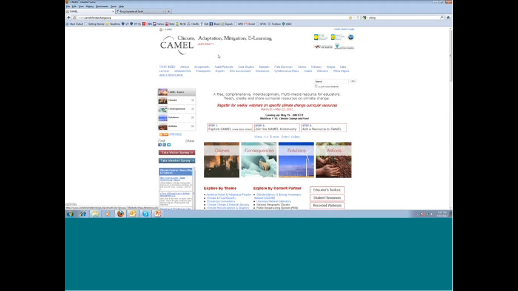So this is the home page for CAMEL. It has a general taxonomy of climate change causes, which have subtopics, consequences, solutions, and actions. And that is one way to search through the resources.